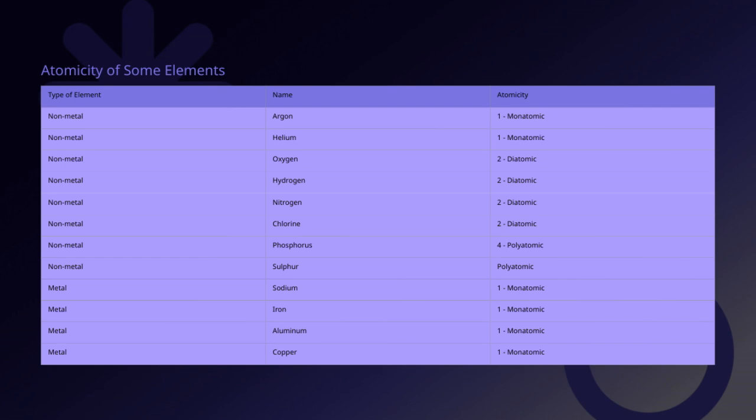Now, when we look at metals, most of them, such as sodium, iron, aluminum, and copper, are found naturally as monatomic atoms, although they often form metallic bonds in their solid state. This means, in their pure elemental form, they typically exist as single atoms, which is crucial for understanding their reactivity and bonding behavior. Understanding the atomicity of elements helps us grasp how they behave chemically and physically. It's a key concept that ties into the overall theme of how elements interact and combine to form compounds.